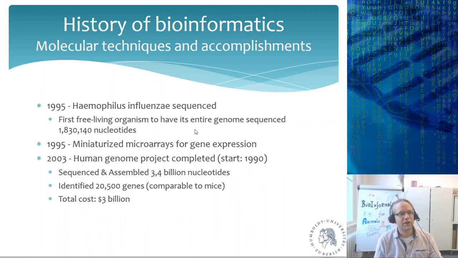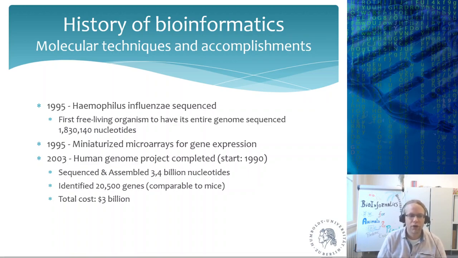So in 1995, influenza was sequenced, which is of course a major advantage for making new influenza vaccines, and it is the first free living organism to have its entire genome sequenced, and it consists of around 2 million nucleotides, DNA of course.